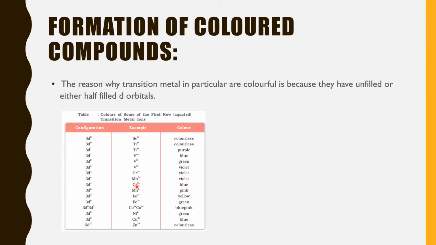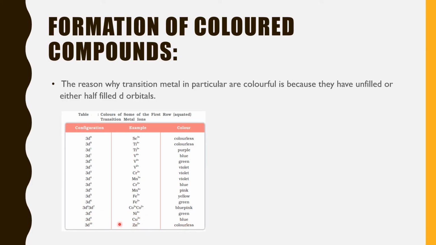Manganese 2+ is 3d5 and pink in color. Iron 3+ is 3d5 and yellow. Iron 2+ is 3d6 and green. Cobalt 3+ is 3d6, and cobalt 2+ is 3d7, bluish pink. Nickel 2+ is 3d8 and green in color. Copper 2+ is 3d9 and blue. Zinc 2+ is 3d10 and colorless.